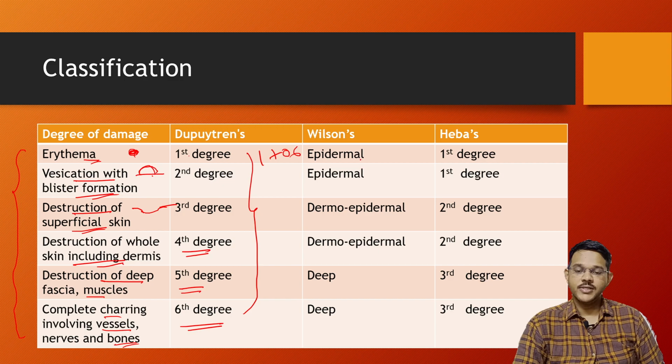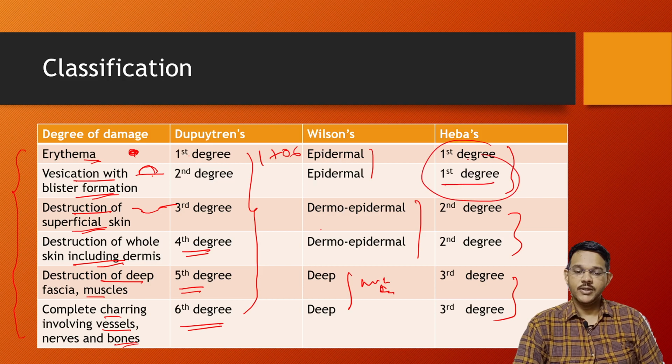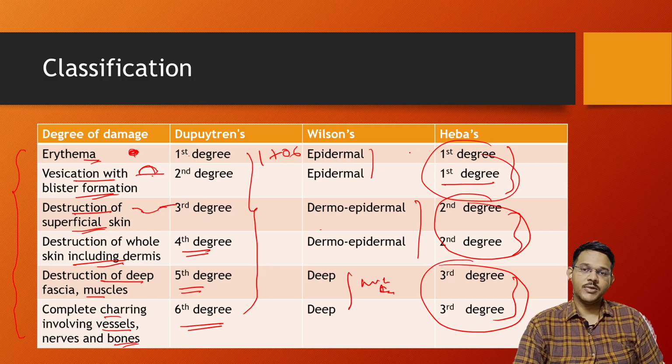So similarly in Wilson classification, this can be divided into epidermal, dermoepidermal and deep burns. Epidermal includes the epidermal damage, including vesication and blister formation. Dermoepidermal includes the dermis as well as the epidermal damage. Then deep includes the muscles as well as the bone damage. In Heber's classification, it is divided into 1st degree, 2nd degree and 3rd degree, similar to Wilson's. So 1st degree involves epidermal, 2nd degree involves dermal and epidermal, and 3rd degree involves the deep, including the muscles and bones.